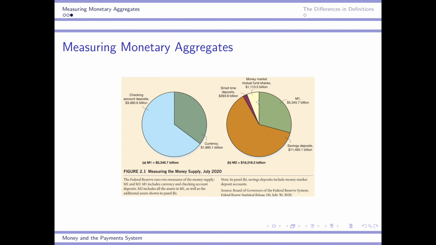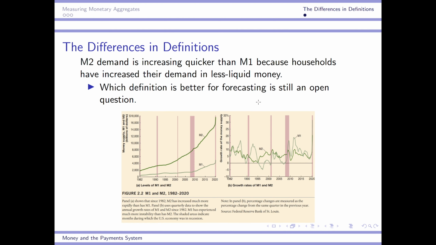So what should we use? What should we look at? And why do the differences even matter? Well, when we look at M2, historically speaking, as you can see in panel A, the demand for M2 increases a lot more rapidly in the 20th century compared to M1.